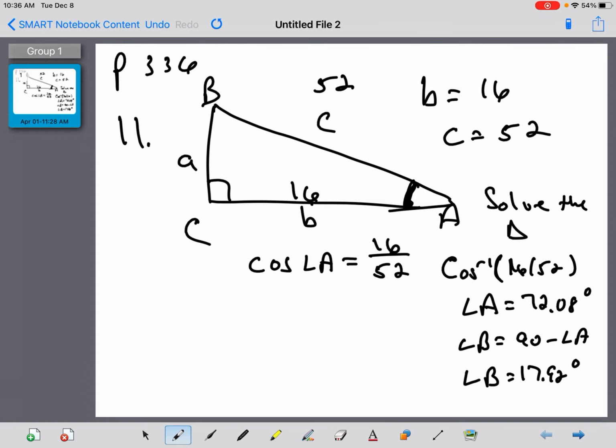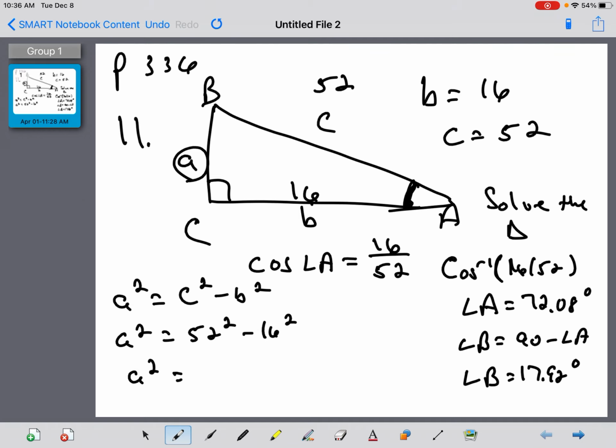So now you know angle A, angle B. The only thing that's left is to find little a. Well, can't we use Pythagorean theorem? So a squared is going to be c squared minus b squared. So a squared is going to equal 52 squared, subtract 16 squared. Let's just go right to the chase, and you do this on your calculator, take the square root, and you get a to be 49.48. So you found angle A, angle B, and little a. Angle C is obviously 90, so you've solved the entire triangle.